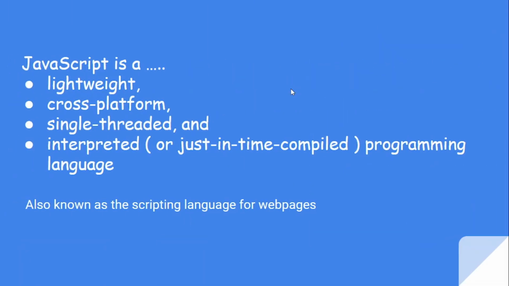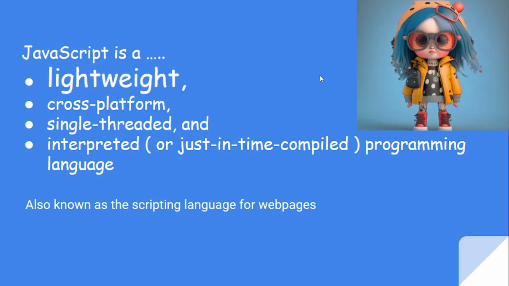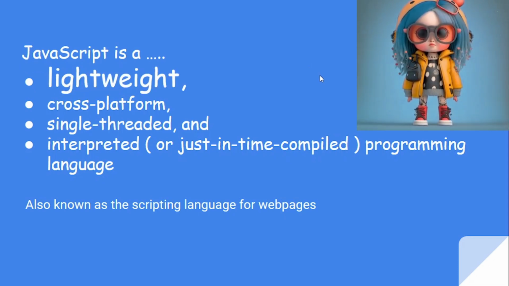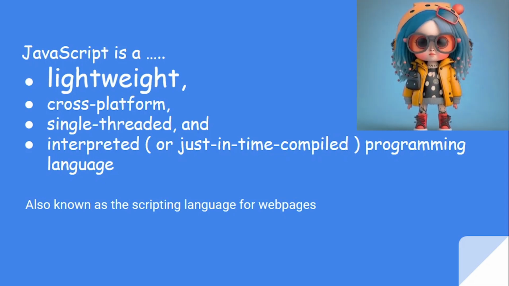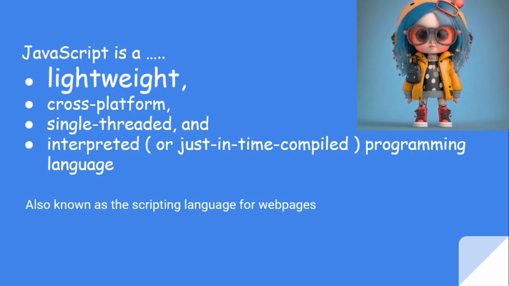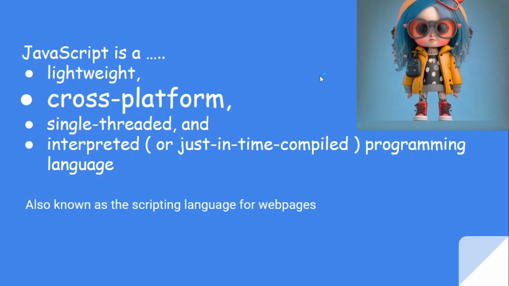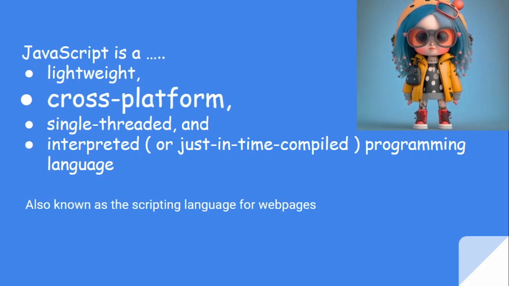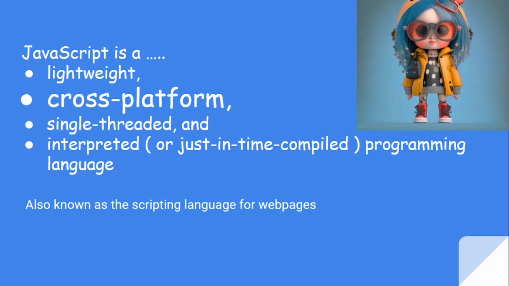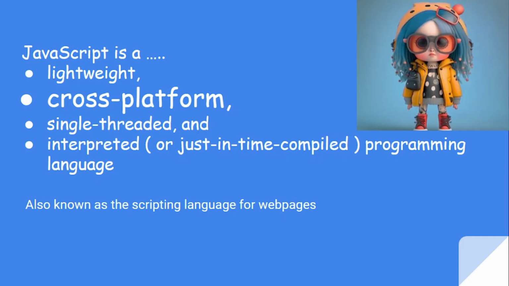So JavaScript is basically a lightweight, cross-platform, single-threaded and interpreted or just-in-time compiled programming language. It's also known as the scripting language for web pages. Now let us go through the terms one by one. Lightweight means it can run on almost any device without requiring a lot of memory or processing power. Cross-platform means it allows us to write complete applications for multiple platforms.